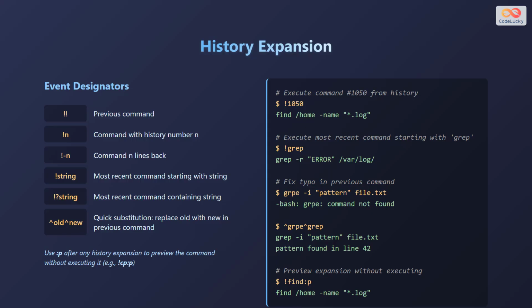Adding :p after any history expansion previews the command without executing it. For instance, !1050 executes command number 1050 from the history. !grep executes the most recent command starting with grep. If you misspell a command, you can use the caret symbol to correct it. Finally, !find:p previews the find command without running it.